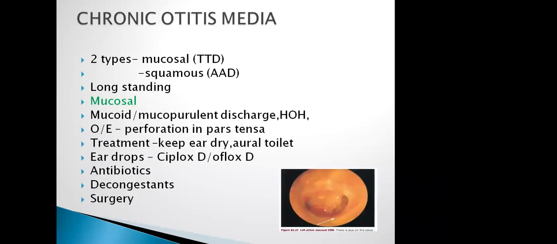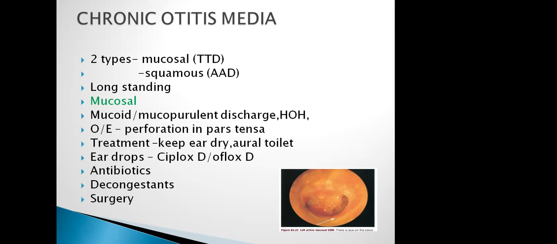Next one is chronic otitis media. Initially, when we studied in undergraduate days, it was chronic suppurative otitis media, tubotympanic type or CSOM TTD, and atticoantral disease or AAD. Now we have two broad types: chronic otitis media mucosal, and chronic otitis media squamous. It can be active or inactive depending upon the discharge. It is usually a long-standing condition.